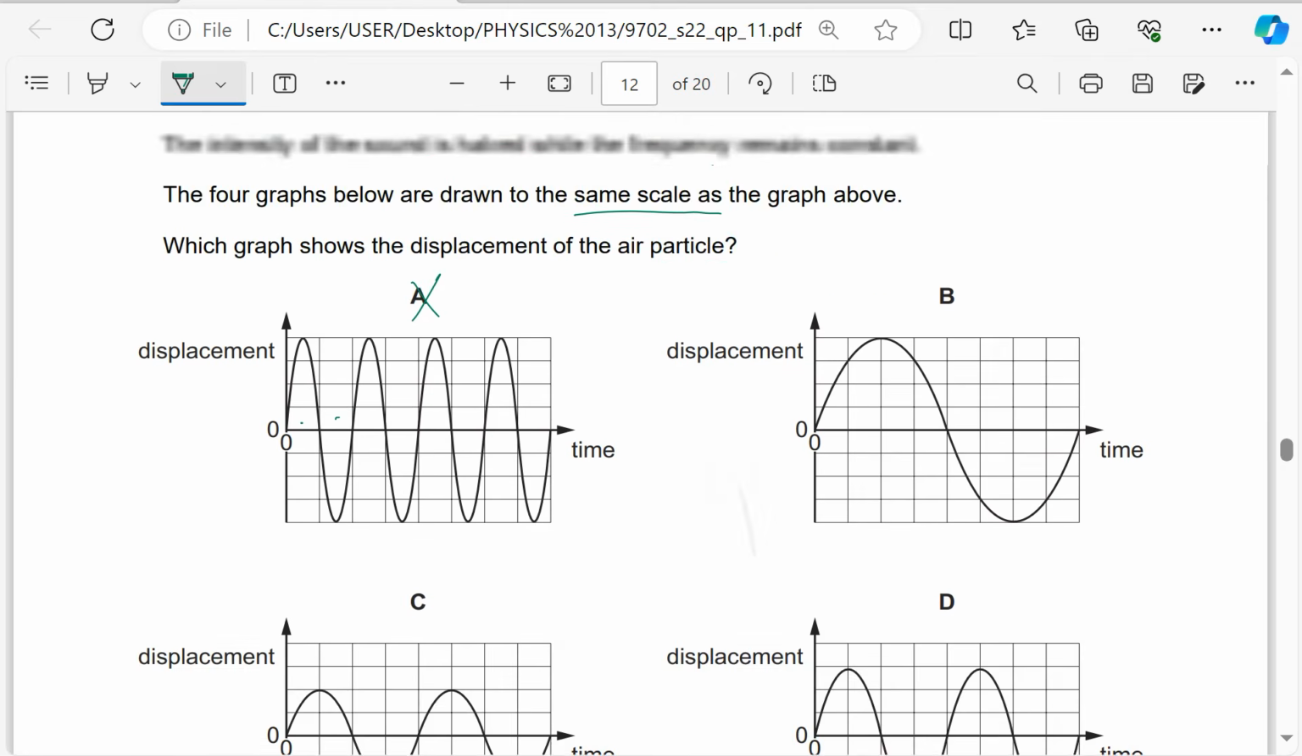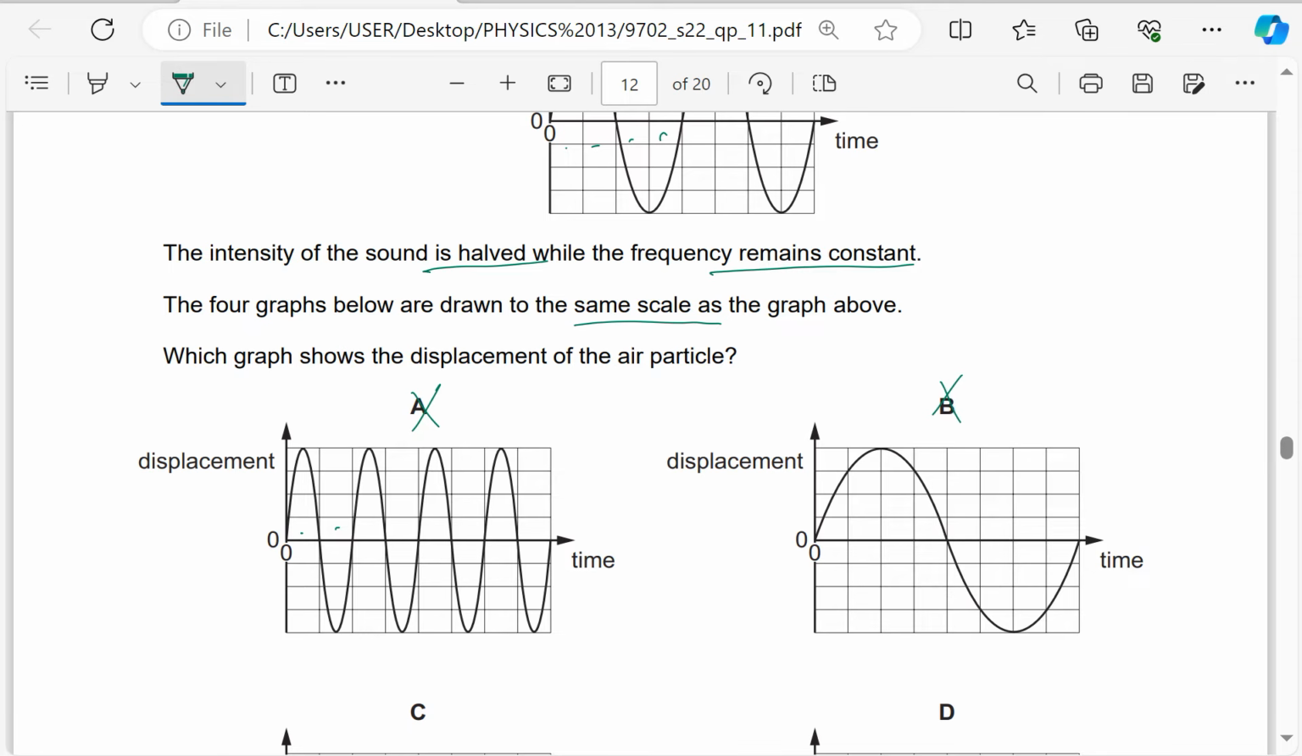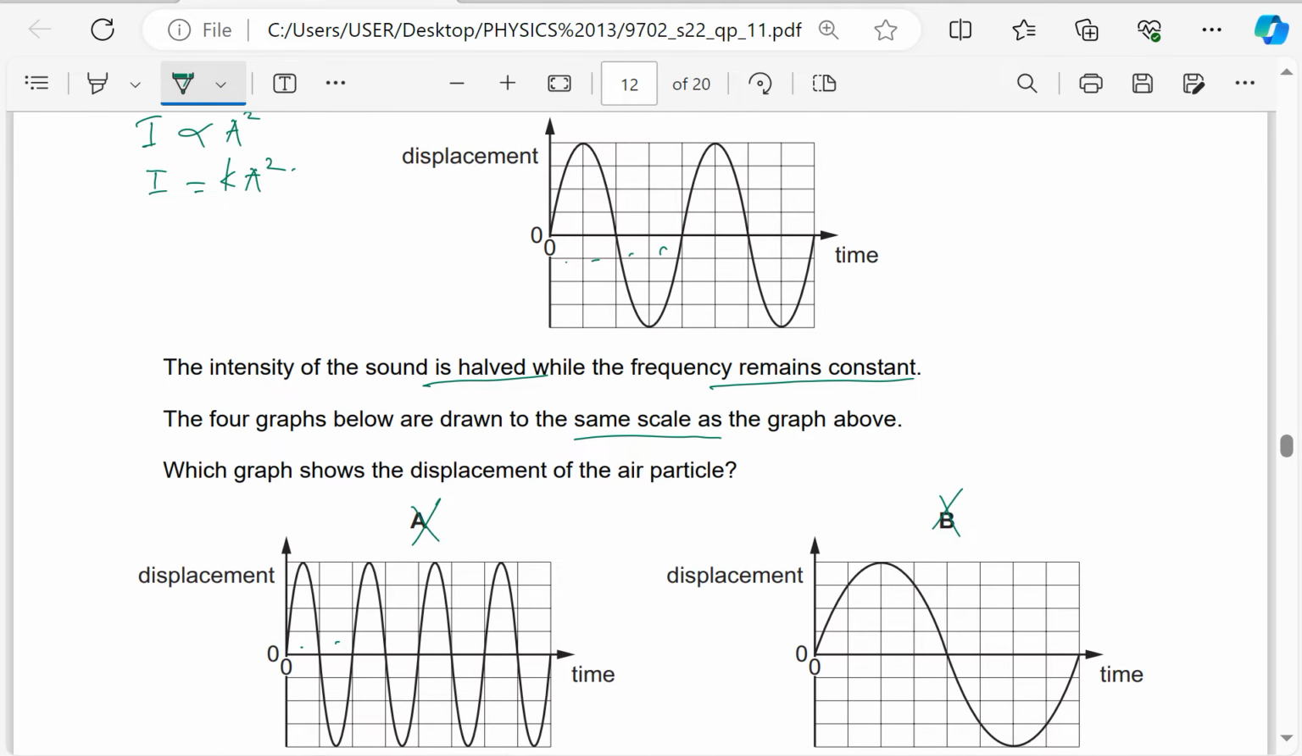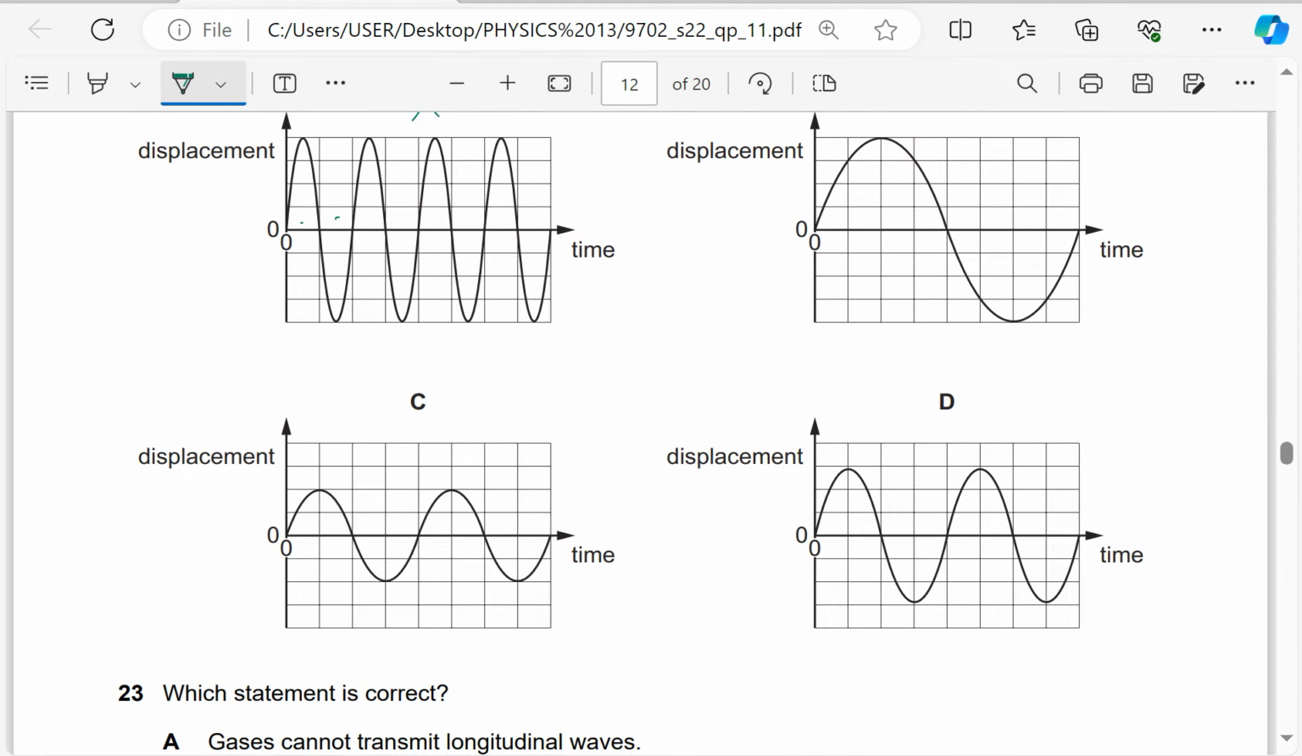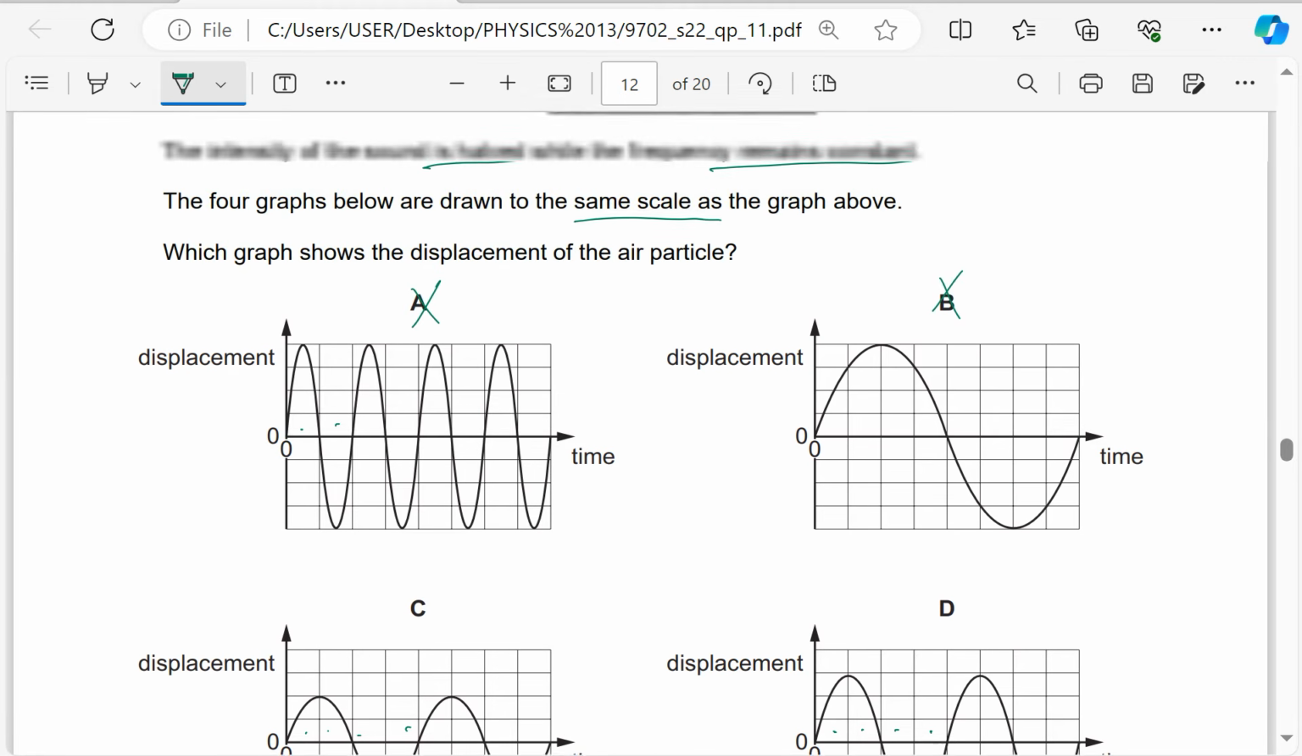We also check this one. B is automatically wrong because one cycle is taking 80 boxes, yet should take 4 boxes. So that is also wrong. Let's check C. C, the frequency is fine. 1, 2, 3, 4. 4 boxes for one cycle. 1, 2, 3, 4. D is also, frequency-wise, fine. But we need to check now the amplitude.